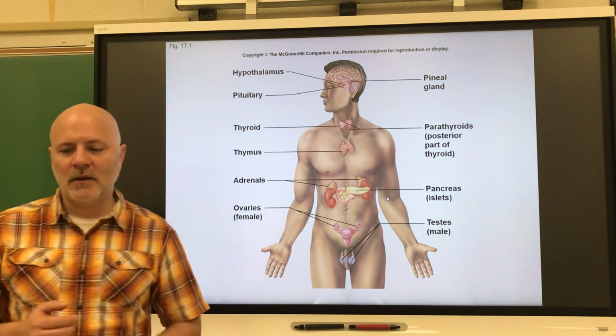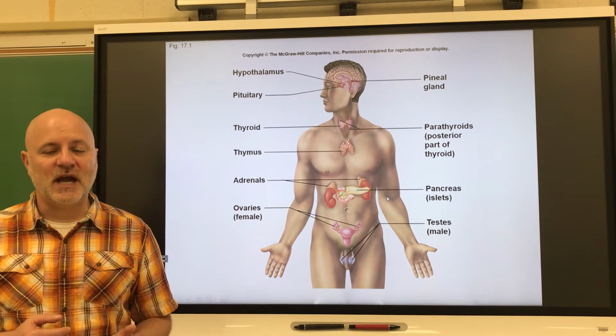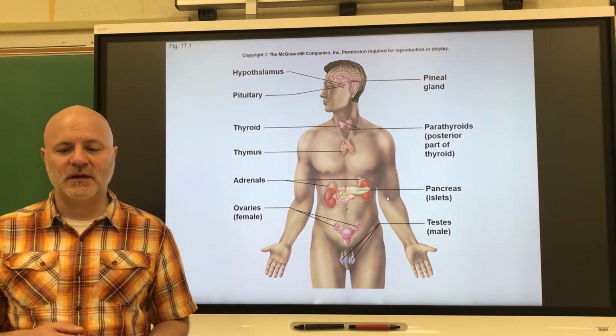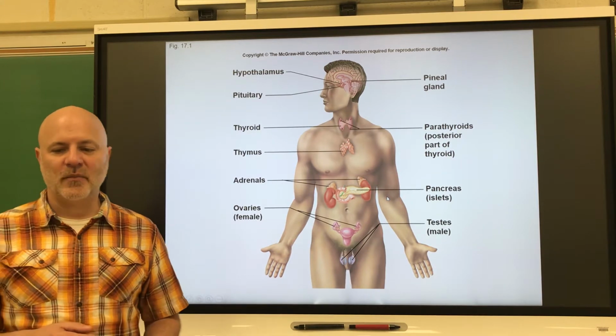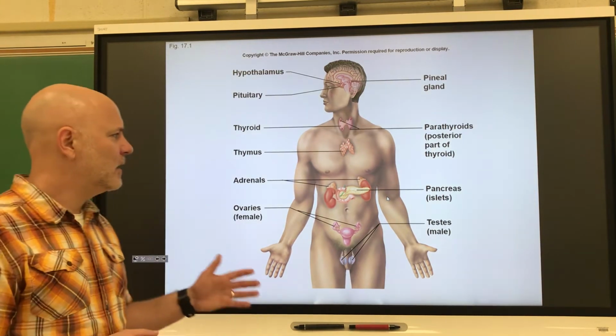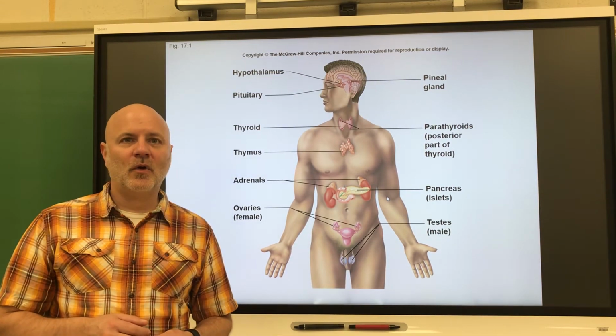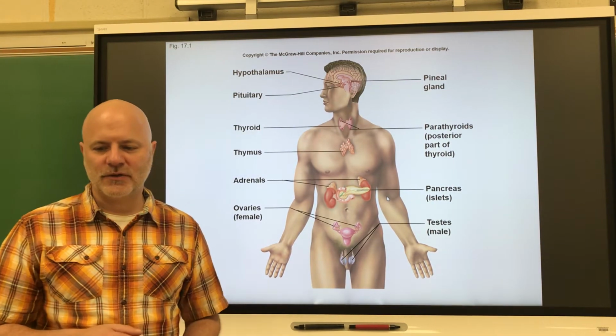Testes of the male are going to produce testosterone. This causes the maturation of reproductive organs and secondary sex characteristics, as well as sperm production. All right, now let's switch off and look at hormones secreted by our gastrointestinal tract.